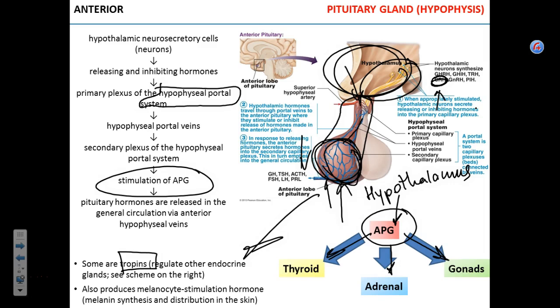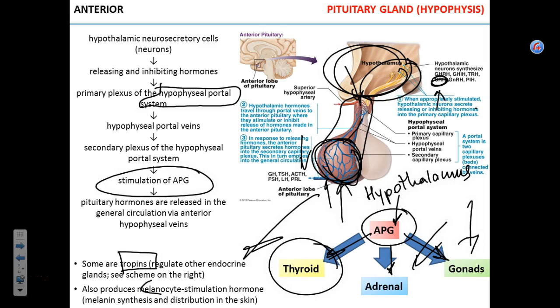Okay? So we're going to come back to the functions of the anterior pituitary when we learn about, say, thyroid hormone. We'll have to go back to the hypothalamus and pituitary to see how the axis is built. And the same is applicable to the adrenal and gonads. Okay? Does that make sense?